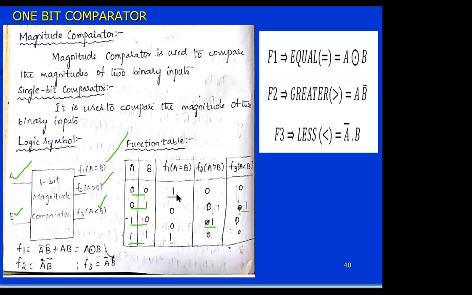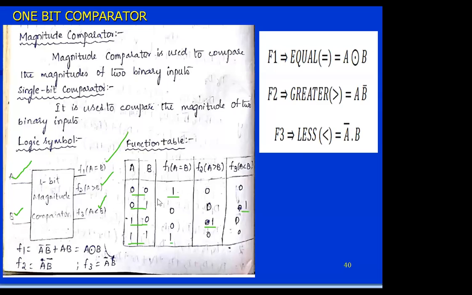Okay, next, when you're performing the three conditions, that is A equal to B, A greater than B, and A less than B, we are indicating F1 equals A equal to B, F2 equals A greater than B, F3 is called as A less than B. Based upon the values of A and B, we are indicating the three conditions: equality, greater than, and less than.